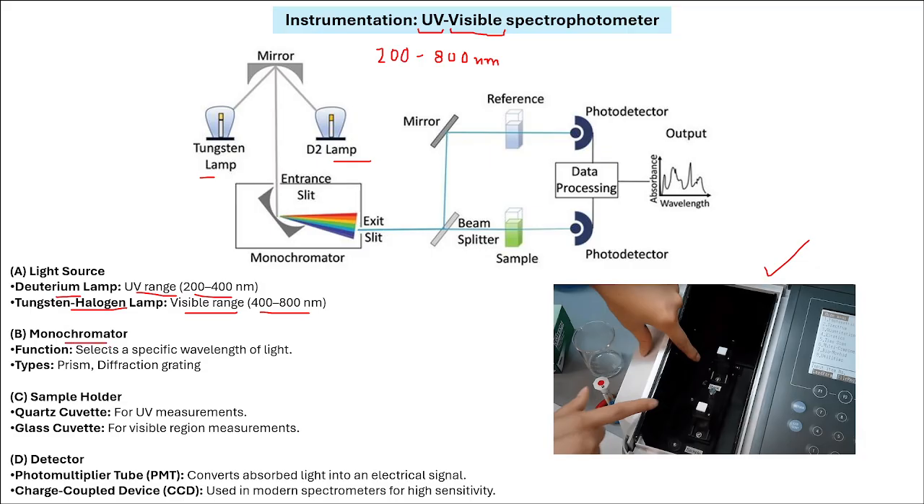Now, monochromator, what is the function of monochromator? It selects a specific wavelength of light, using a prism or diffraction grating. Then there is a sample holder. Now, be mindful, just look at this. There are two different sample holders. One is for the reference, and the other is the sample that we are analyzing.